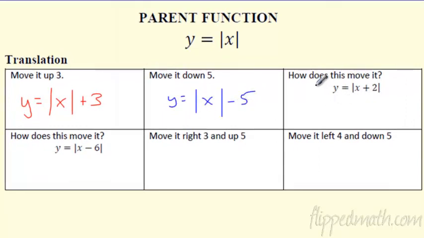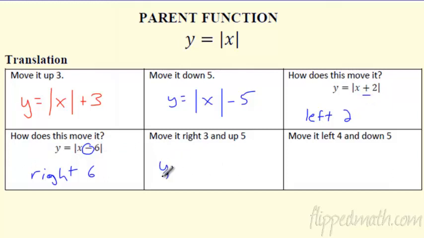What did this do to it? How did this move it? Aha, it moved it left 2. So interesting. Even though it's a plus sign, it moved it left 2. What did this one do? It moved it right 6. So it's the opposite of what you would think. Up and down is normal: positive is up, negative is down. But when you're inside the absolute value, that actually moves it left or right the opposite way from what you think.